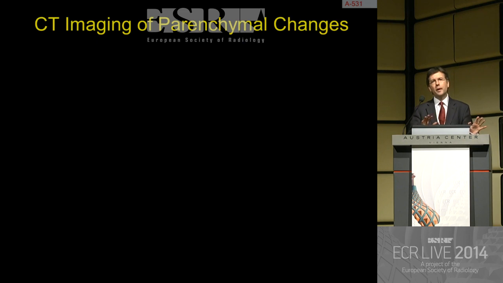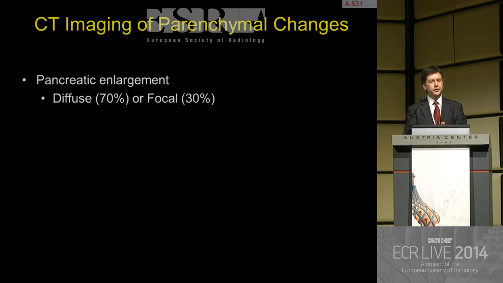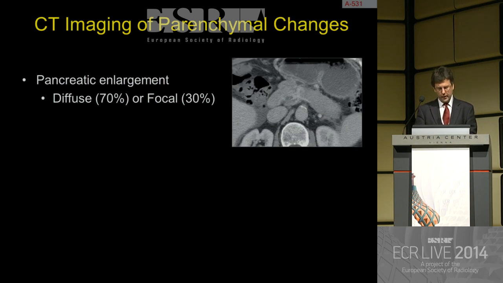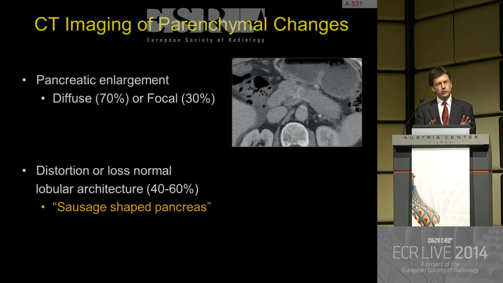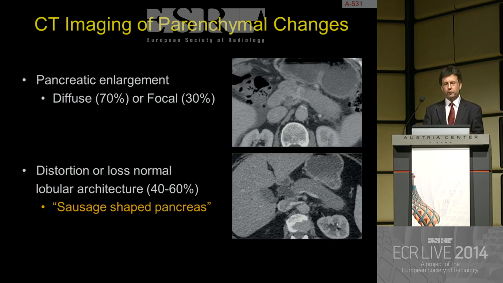So, what about the imaging? Well, if we put the histopathology together with both the pancreatic parenchymal and then the ductal changes, we can see a number of features. Firstly, we can get pancreatic enlargement, which is diffuse in about 70% of patients, focal in 30%. Secondly, we get distortion or loss of the normal lobular architecture due to the inflammatory infiltrate into the parenchyma. And this is seen in about 40 to 60% of patients, and it gives us a typical sausage-shaped pancreas.